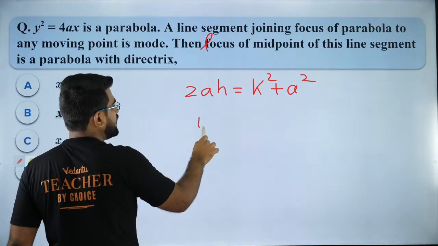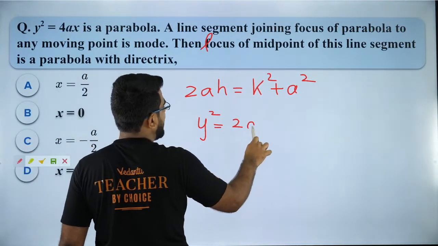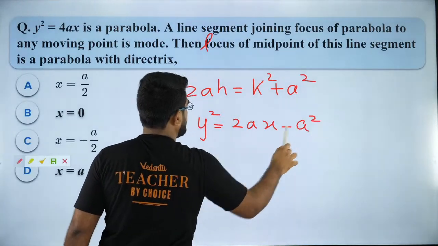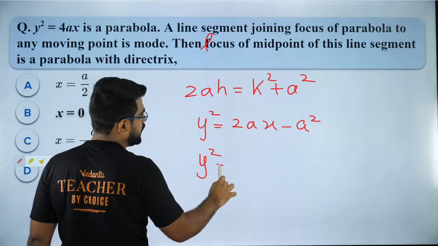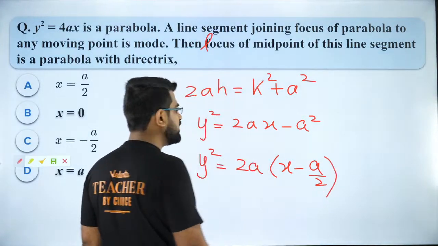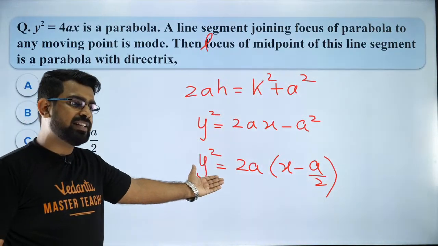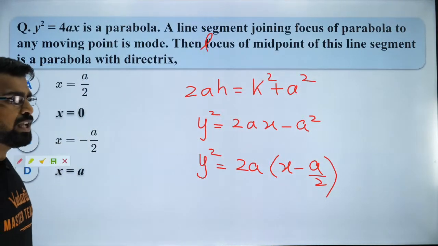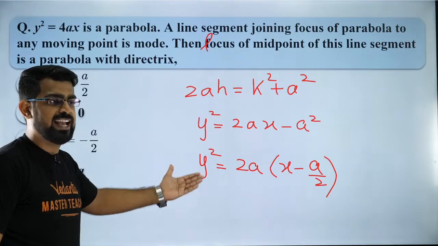So now I will get y square is equal to 2ax minus a square. So I will get y square is equal to 2a into (x minus a by 2). So this is your parabola. Find the directrix of this. Okay, find the directrix of this, you will get the answer.